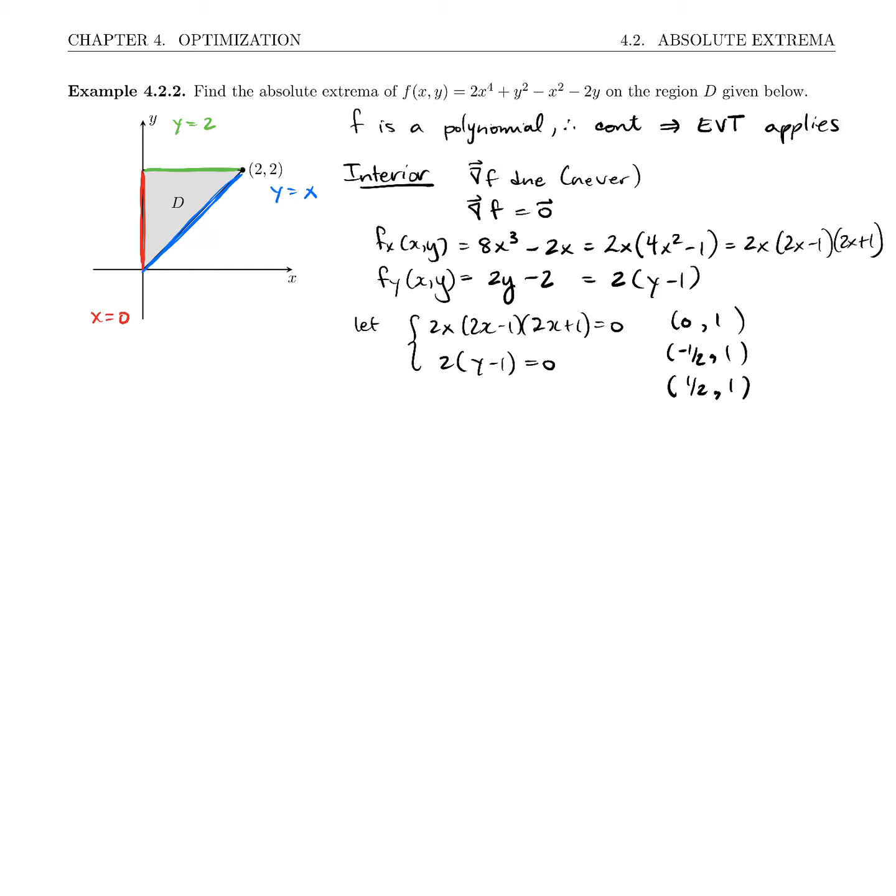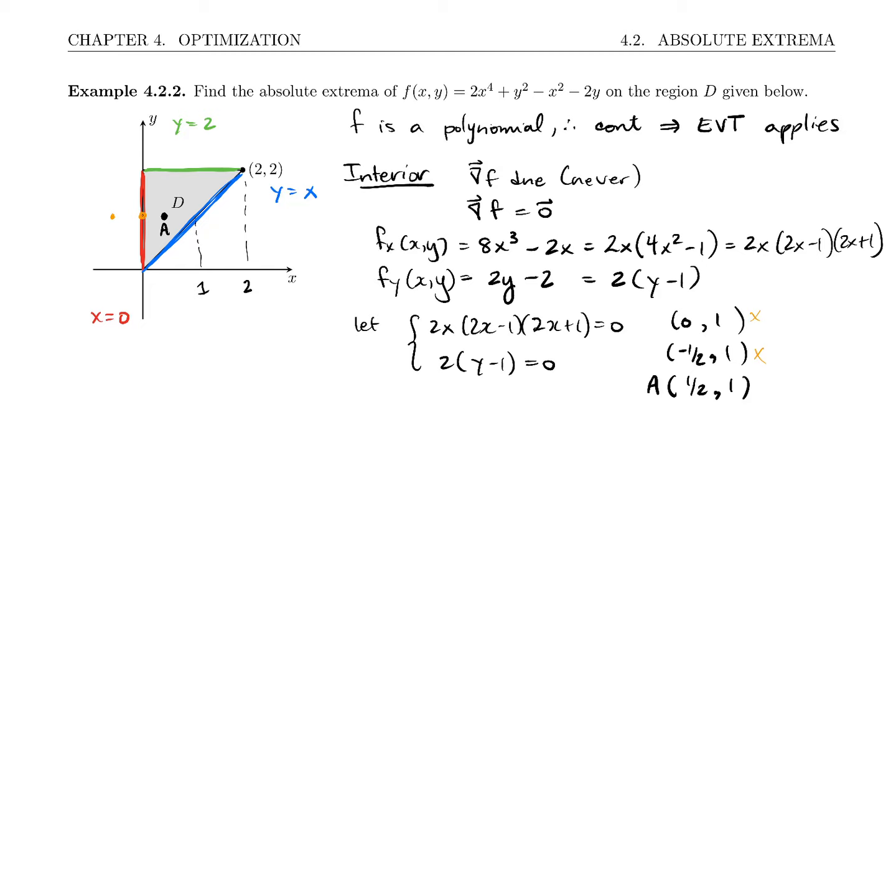So if we take a look at the point (0, 1), (0, 1) is here on the boundary. So that is strictly speaking not an interior point. (-1/2, 1) is also not an interior point. (1/2, 1): if we split this down the middle, that's about 1, and that's about 2. So (1/2, 1) is there. That's interior. So let's call that point A, and we'll keep that point.